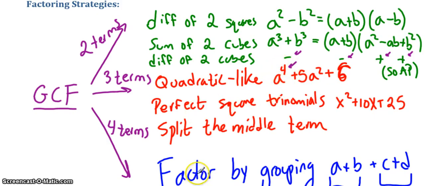On the other hand, if you've got 4 terms, perhaps you can use factor by grouping, where you group the first 2 terms together and the last 2 terms together, factor out a greatest common factor out of both the first 2 and the last 2 terms separately, and then hopefully you're left with 2 binomials that you can factor out of the entire expression completely.